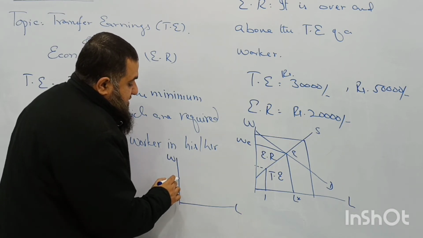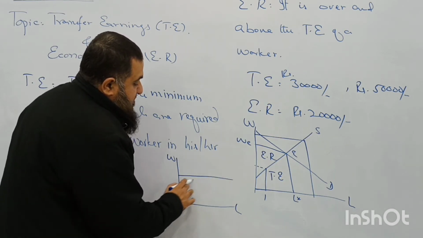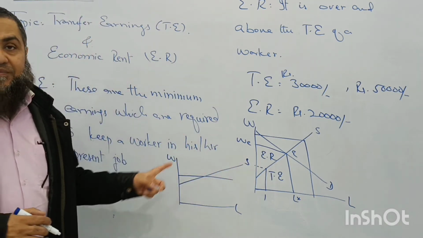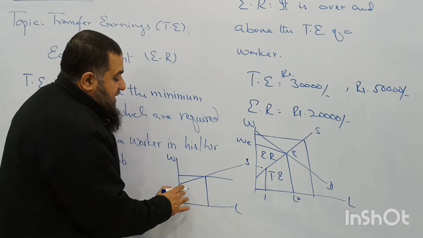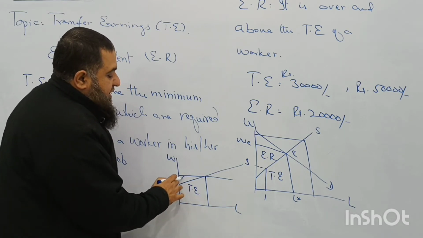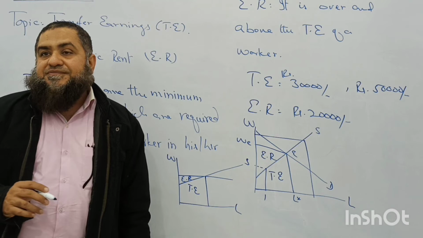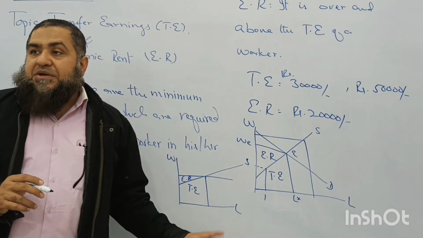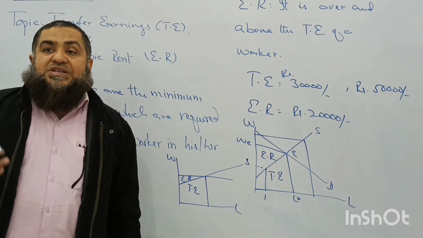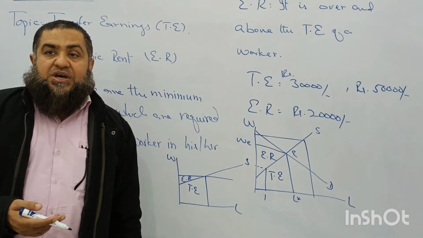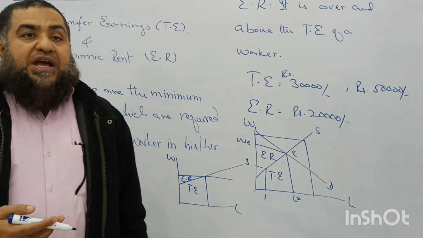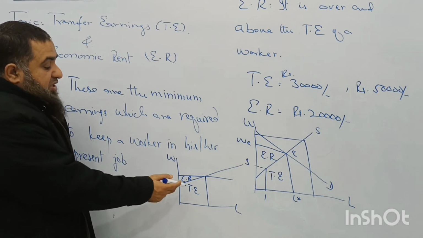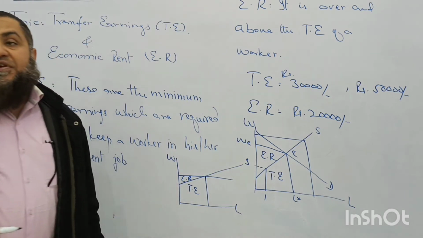So as the labor supply is becoming more and more elastic, how much do they have? They will have more transfer earning and less economic rent, because the labor supply curve is becoming elastic. Many workers are available as wages are increased for these types of workers. So where education and training is less required, the workers will only enjoy what? Transfer earning instead of economic rent.